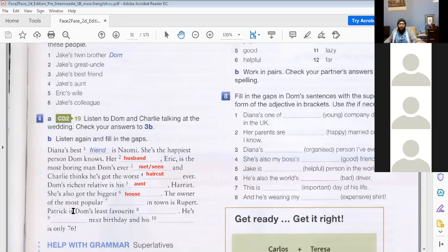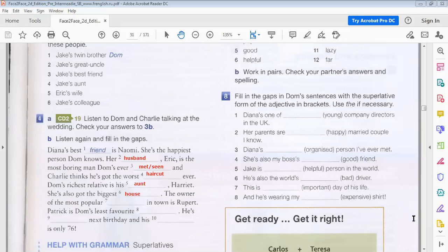The owner of the most popular something in town is Rupert. Strange? But here we need a noun. We can't use an adjective. The most popular something, place. Any guesses for number 7? No. Okay. Patrick is Dom's least favorite relative. Number 7, maybe job. The owner of the most popular job in town? Maybe company. We need something like company, or place or shop or cafe, something like this. Oh, don't worry, we'll listen again to complete it.